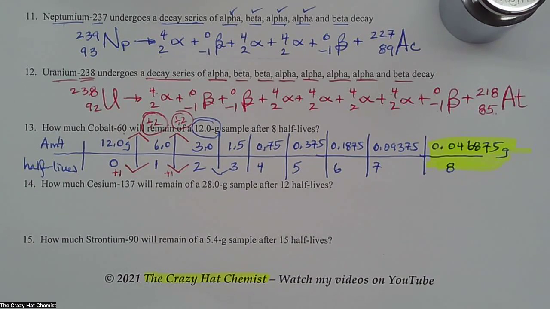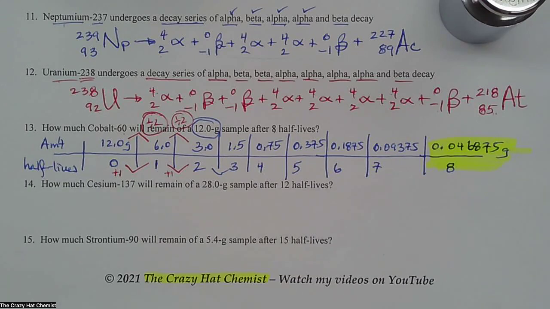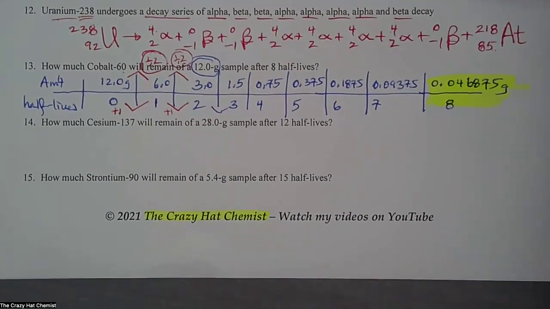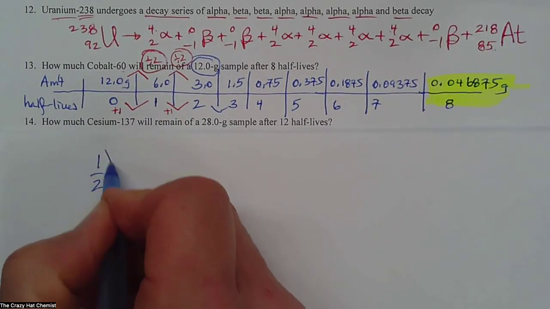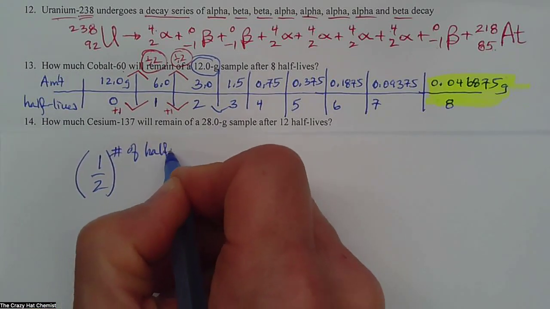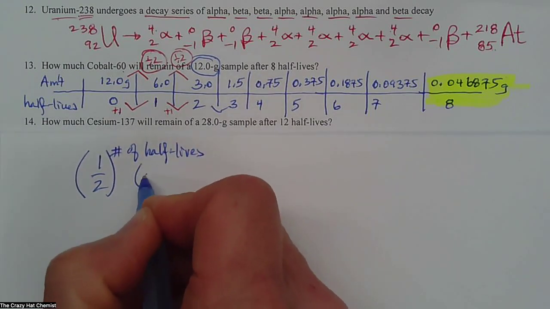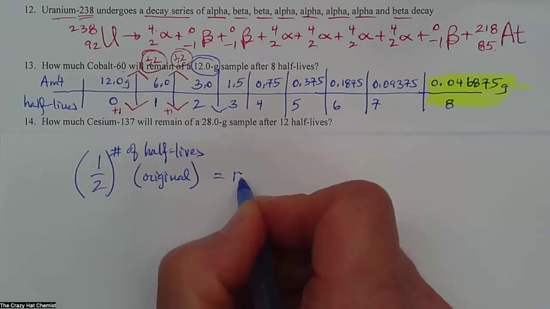All right. I'm going to show you an alternate method of doing this same problem, and hopefully that will work for you as well. Let's give that a try. The alternate method is a different equation. I'm going to slide this up here just a little bit so that we can see all of this. The alternate method is the following: 1/2 to the power of the number of half-lives, times the original, is equal to the amount remaining.